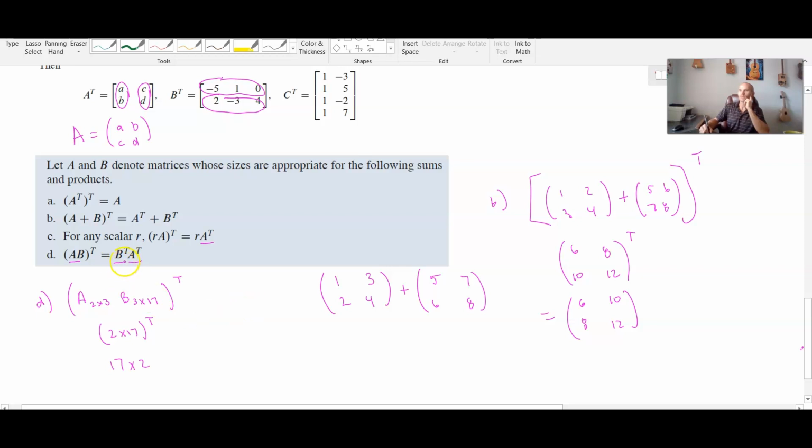Now, if I try to do A transpose times B transpose, basically just saying that the transpose distributes, then A transpose is 3 by 2, B transpose is 17 by 3, and now the inner dimensions don't match. However, if I look at B transpose times A transpose, which is 17 by 3 times 3 by 2, the inner dimensions match, and I end up with a 17 by 2 matrix.